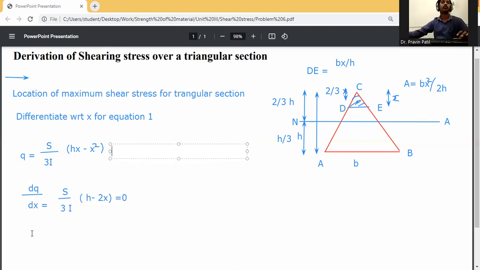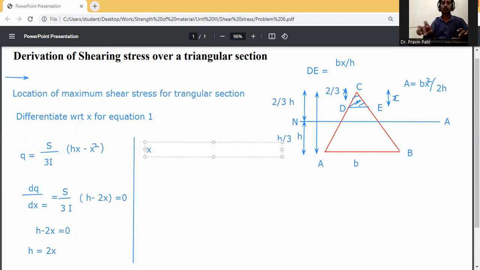So now h minus 2x is equal to 0. So h is equal to 2x, so x is equal to h by 2. So maximum shear stress will occur at h by 2 from the top.